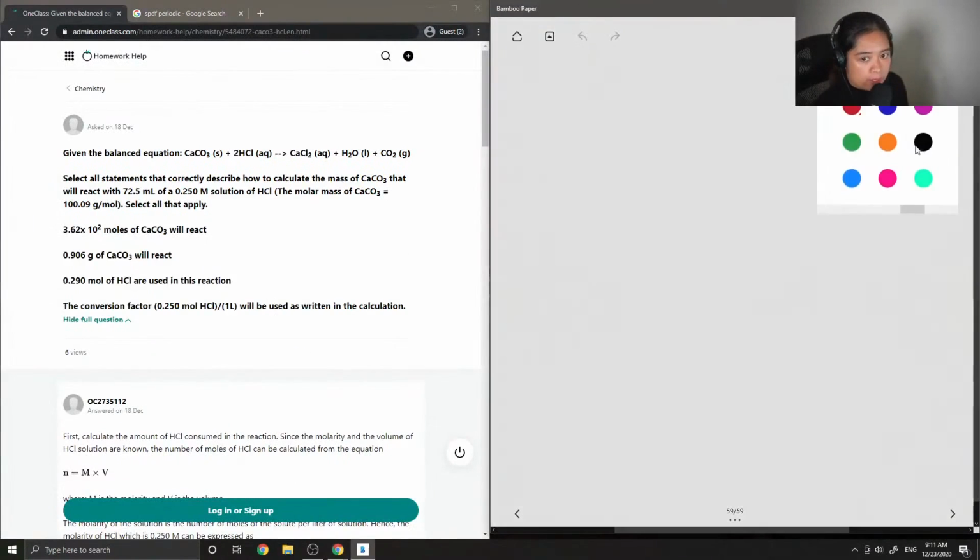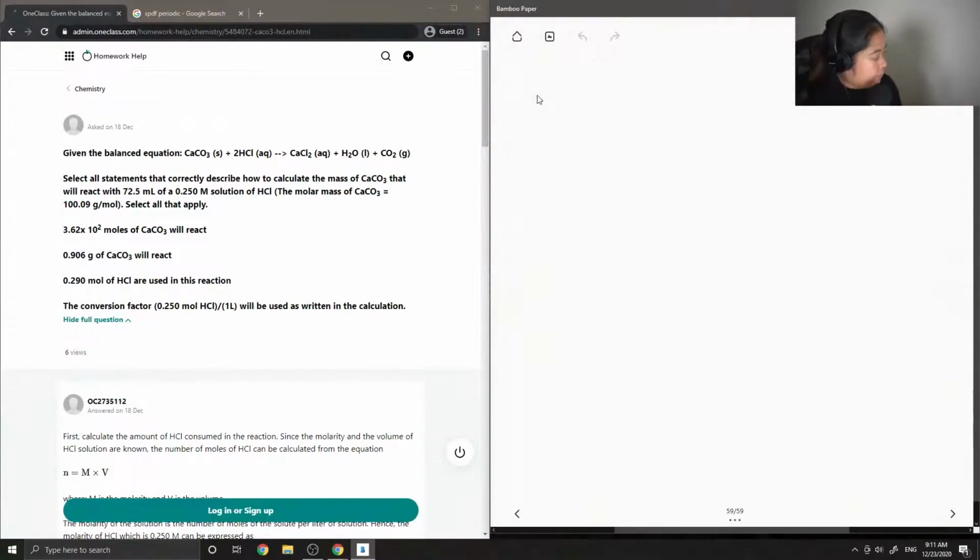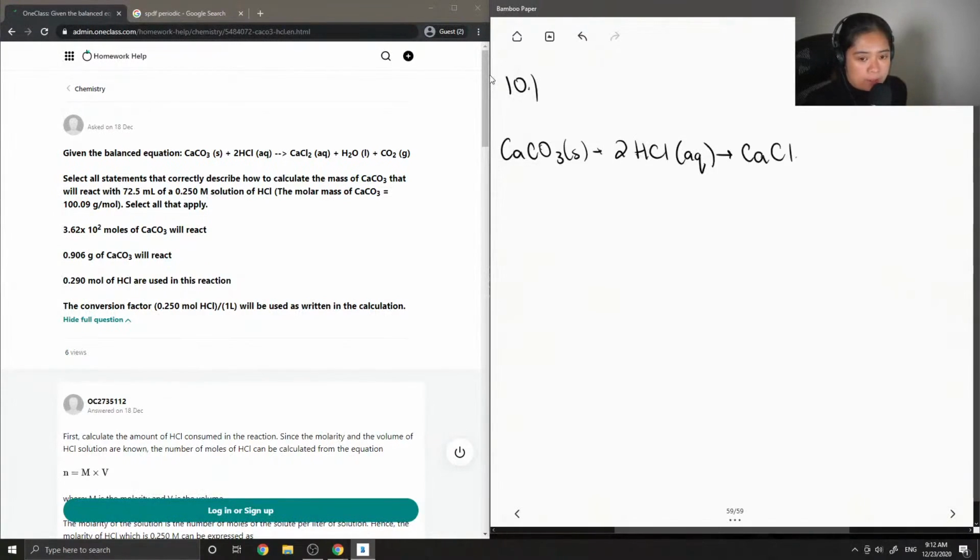Okay, so question 10. Given the balanced equation, so I'll write it down as well. We have calcium carbonate plus 2 hydrochloric acid makes calcium chloride plus H2O plus CO2.